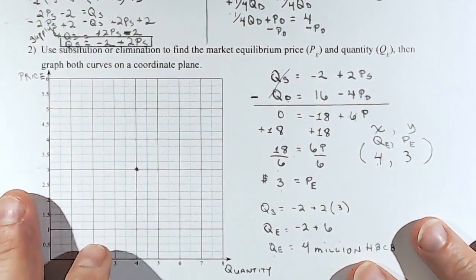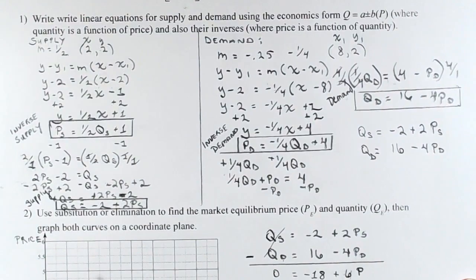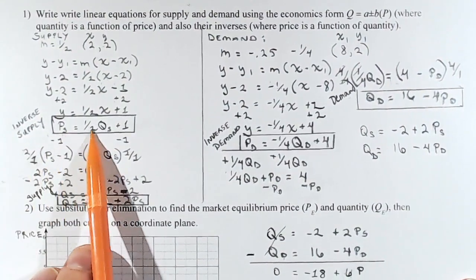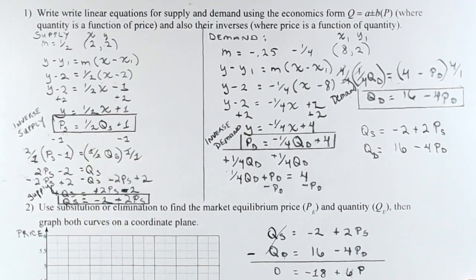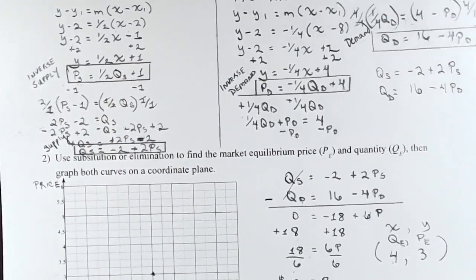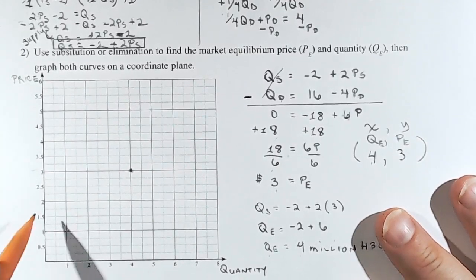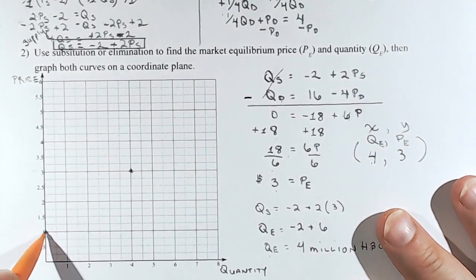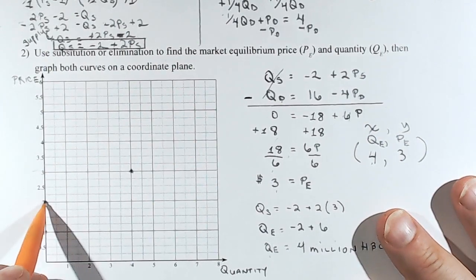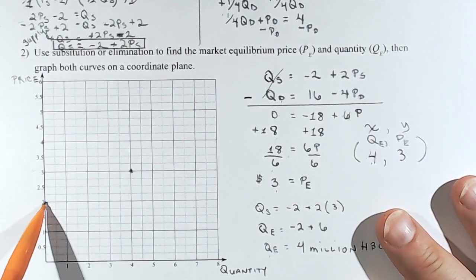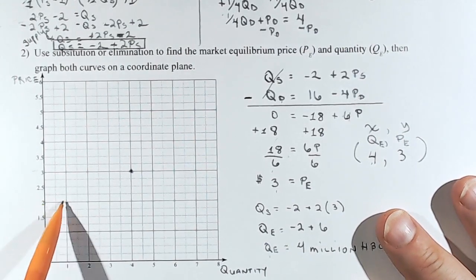So now we have to graph our lines. And to do that, we're going to need our inverse equation. So first we'll graph our supply line, P sub S equals 1 half Q sub S plus 1. Well, all that means is we have a y-intercept of 1 down here. Okay, let's put a dot there. And we have a slope of 1 half, so we go up 1 over 1 over 2. Don't get confused about this 1.5. That's an intermediate value. You're going up 1 full unit and then over 1 over 2.